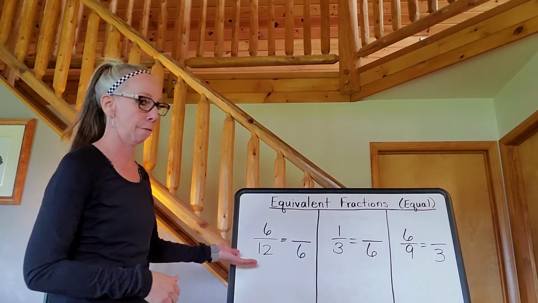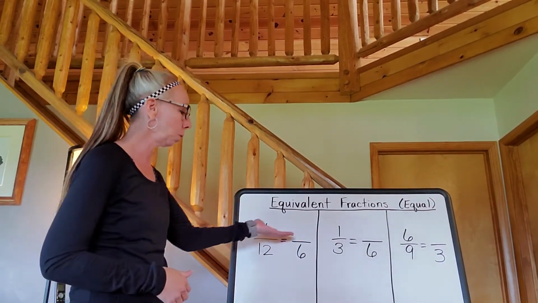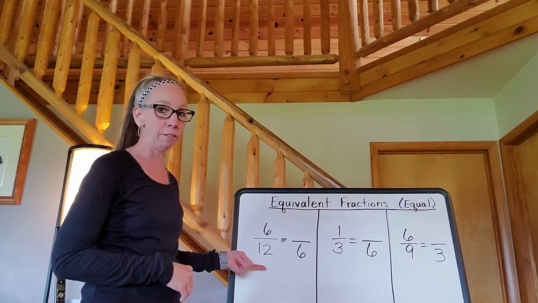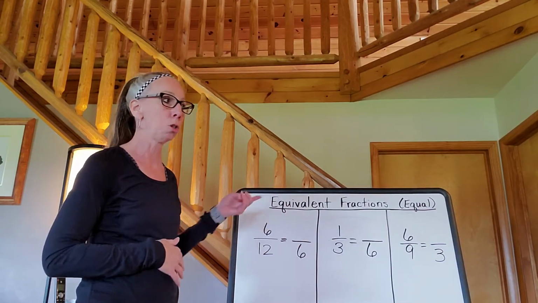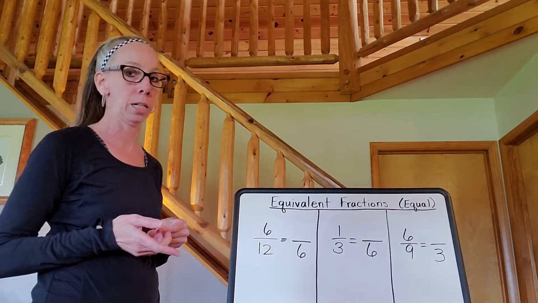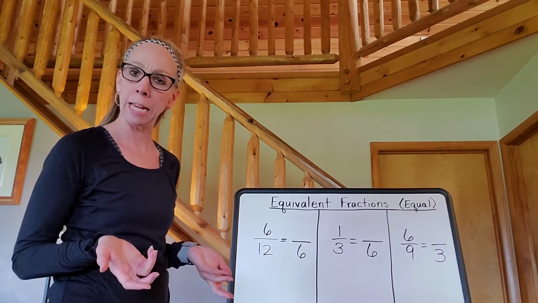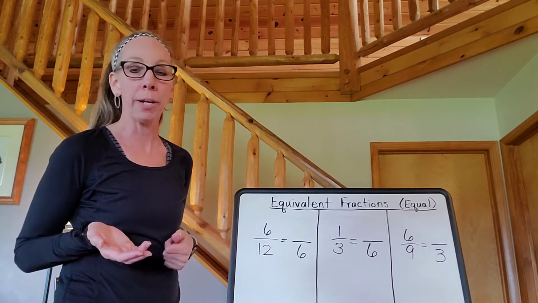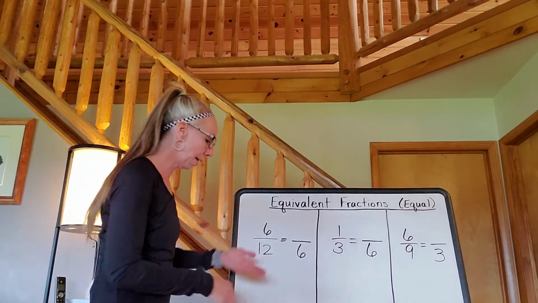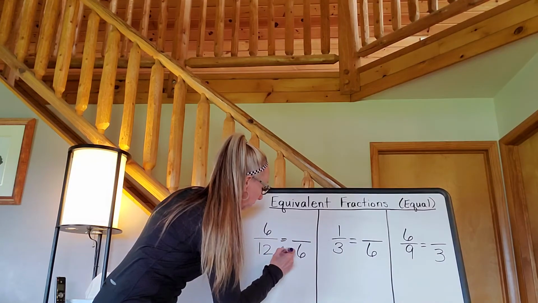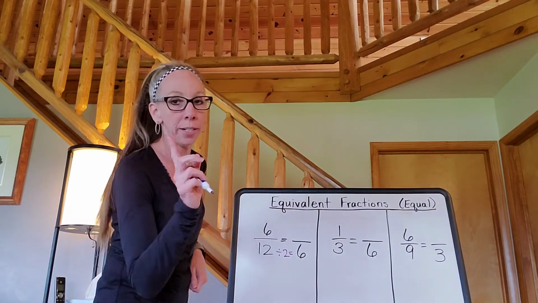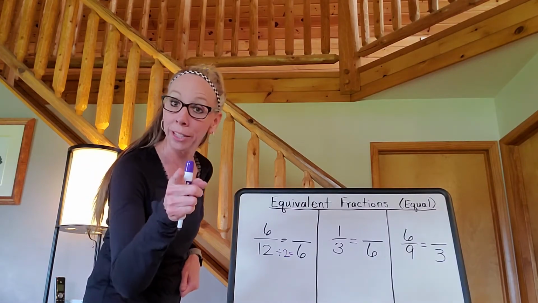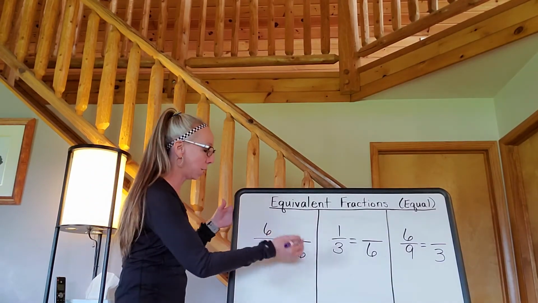So let's start with our first example. 6/12 equals how many sixths? Well, what do we have to divide 12 by to get 6? So 12 divided by mystery number equals 6. What would that number be? Well, it's been kind of through today, but it would be 2. So 12 divided by 2 equals 6. Don't always count on it being 2 because it's not always 2. It just happened to be that way for our examples. So don't get tricked by that. So 12 divided by 2 equals 6.